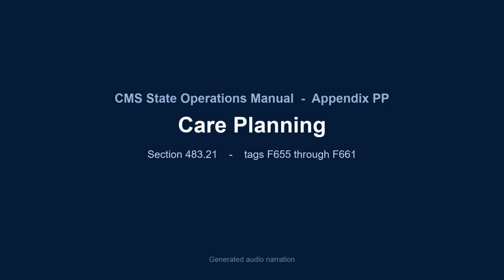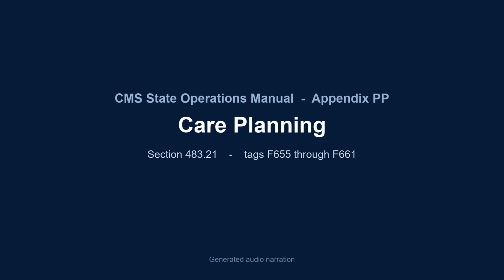To cite deficient practice at F658, the surveyor's investigation will generally show that the facility did one or more of the following: provided or arranged for services or care that did not adhere to accepted standards of quality, provided a service or care when the accepted standards of quality dictate that the service or care should not have been provided, failed to provide or arrange for services or care that accepted standards of quality dictate should have been provided.